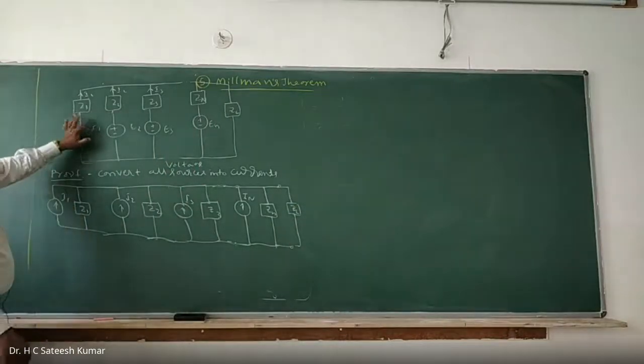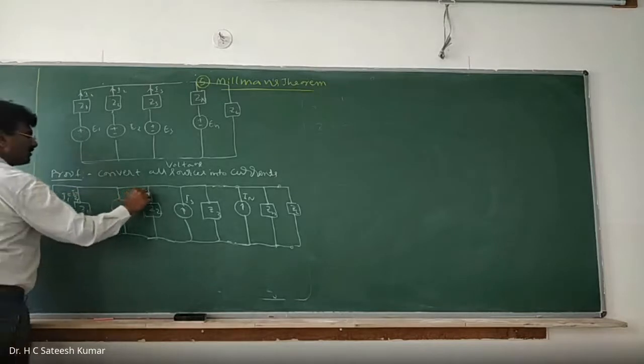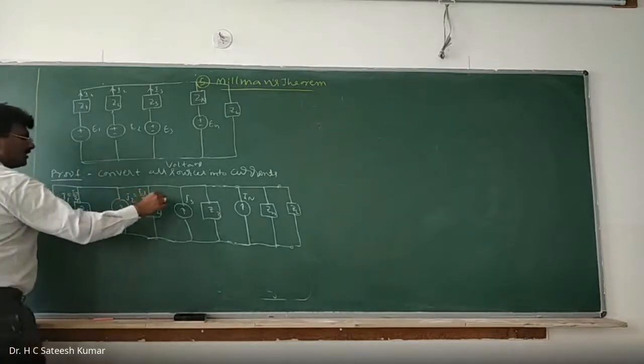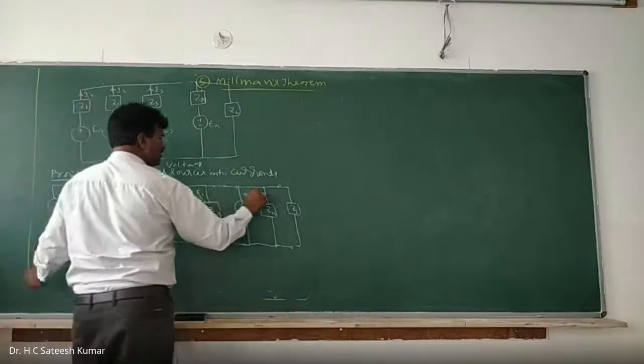So where I1 is equal to what? I1 is equal to E1 by Z1. And I2 is equal to E2 by Z2. I3 is equal to E3 by Z3. And In is equal to En by Zn.